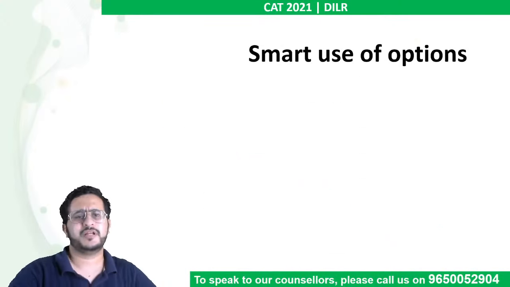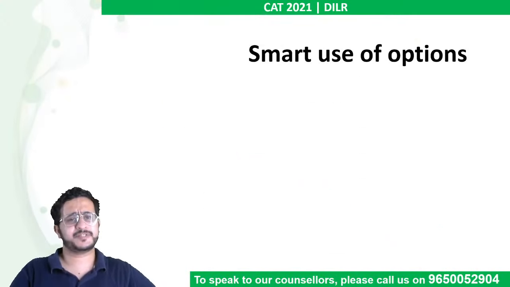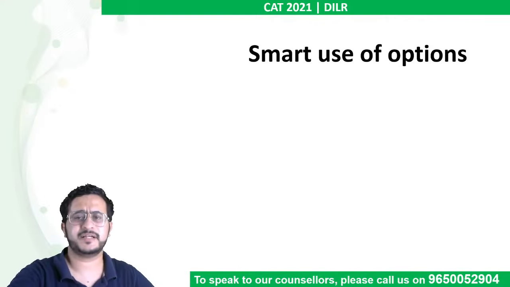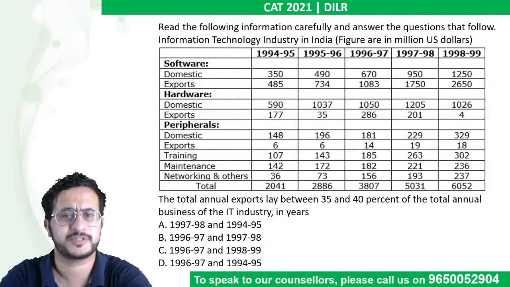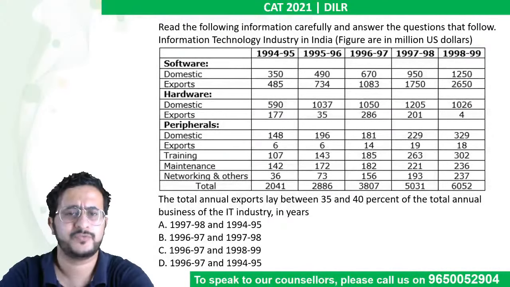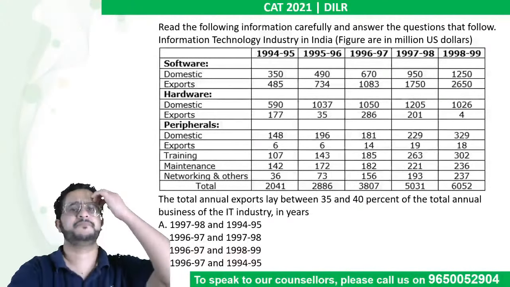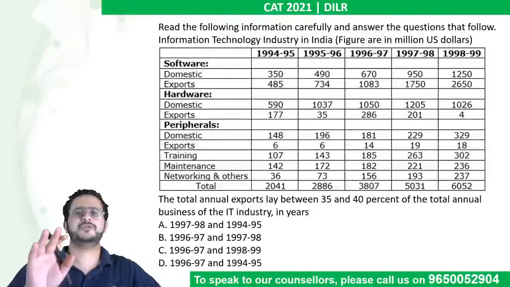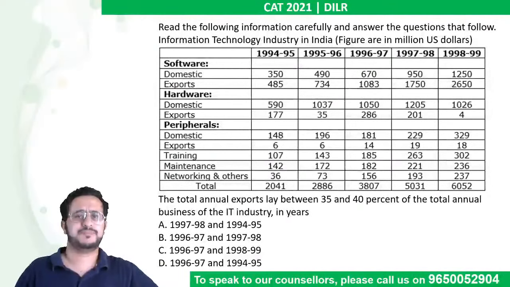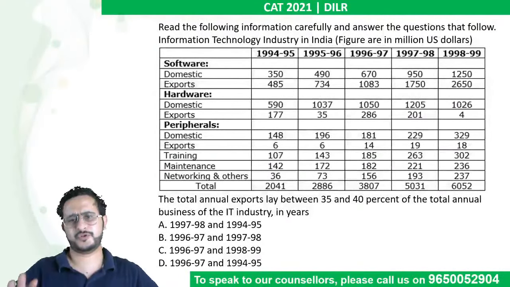All right. Now let us see some smart use of options. Let us see a case of smart use of options. This was some time long back ago. CAT had this question somewhere in the late 90s or 2000. So it said that you have to read this data and solve this.